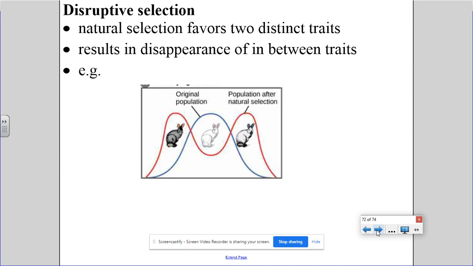Last, we have disruptive selection. This is when natural selection favors two distinct traits, and it results in the disappearance of the in-between trait. For example, we have some bunny rabbits, and in the original population, most of them were white. And then there was a change in the environment, and now it's beneficial to be able to blend into your environment. So having a dark color or this little kind of spotted color, both of those are the ones that are more likely to survive.